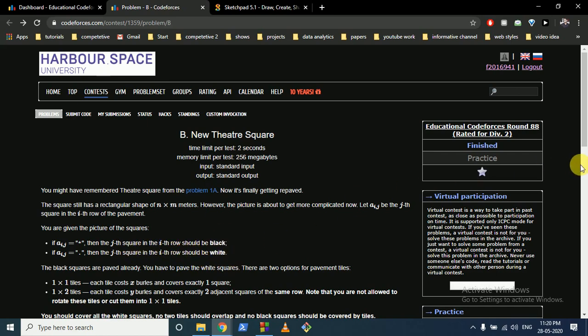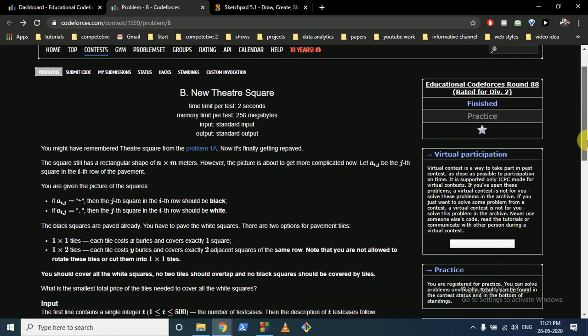There are actually two types of squares. The grid is made up of different squares, and each square has one of two colors, either black or white, which is defined by: if there is a star, it means the i, j square is black, and if it's a dot, it means it's white.